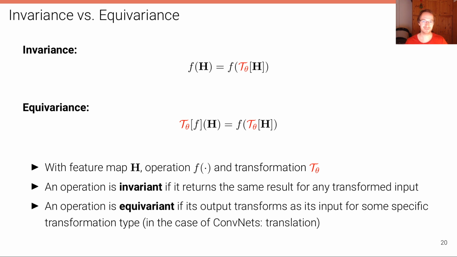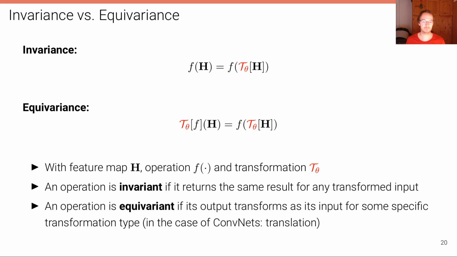Convolutions are not invariant. However, they are translation equivariant, so they are equivariant with respect to the translation transformation t. What is equivariance? Equivariance means that no matter how I transform the input tensor, for that particular class of transformations, in the case of ConvNets translations, and apply this operation after the transformation, the output gets transformed in the same way. So this is a transformation now applied to the output of the operation f evaluated at the feature map or the input H. If I transform the input, I transform the feature maps of the output as well. So I get the same feature maps as before without the transformation, but they are now transformed.